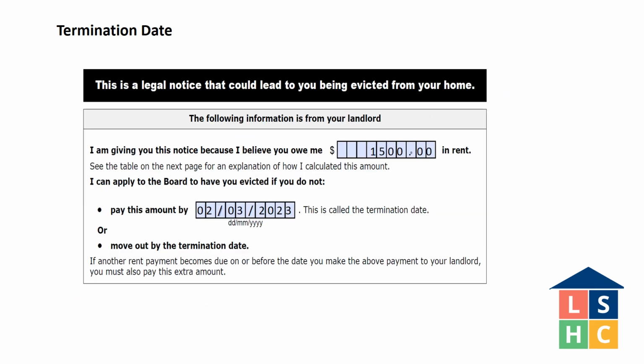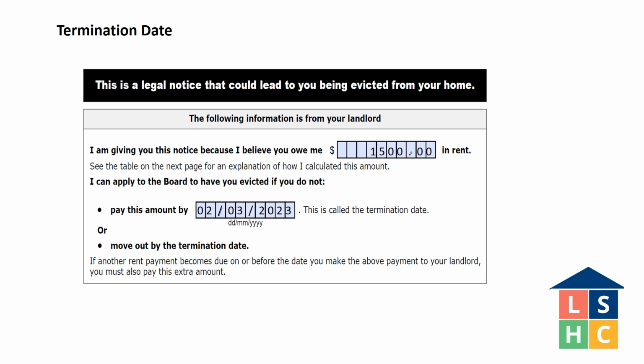The N4 notice is a 14-day termination notice that gives the tenant 3 options. Option 1, pay the full amount owing and void the notice by the termination date. Option 2, move out of the unit by the termination date. Or Option 3, they can ignore the notice and wait until the landlord files with the Landlord and Tenant Board.